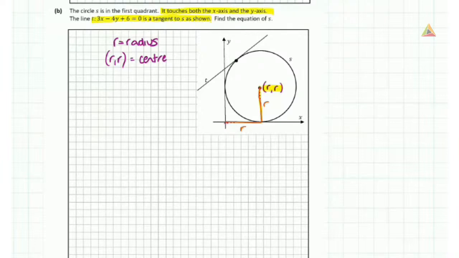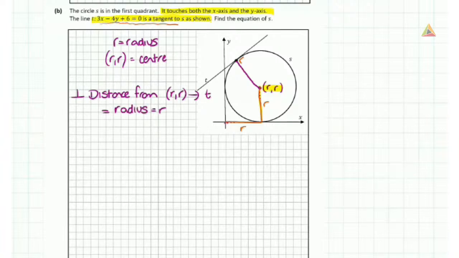We're also going to use the piece of information that they give us, that this line is a tangent to the circle. So what I'm going to do, always useful, is draw the radius to the point of contact, because we know that that's always going to be perpendicular. So what we do know is that because it's definitely a tangent, the perpendicular distance from my centre, which is r, r, to that line, which they're calling t, has to equal the radius, which we know is r.